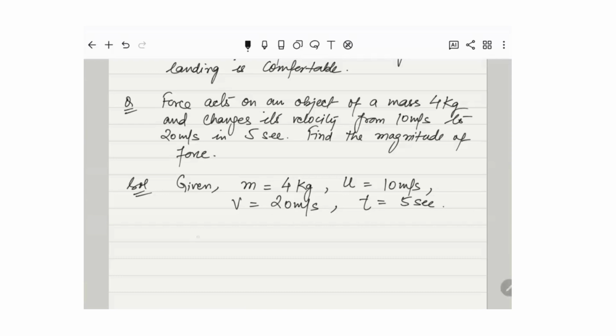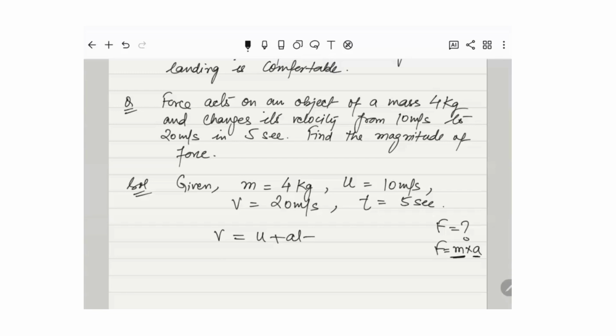Or just write down what is the first equation of motion. V is equal to u plus at, right? Because what we have to find? We have to find force. To find force, we need, because F is equal to m into a, right? M is already given here, but a is not given. So first we need to find acceleration, right?